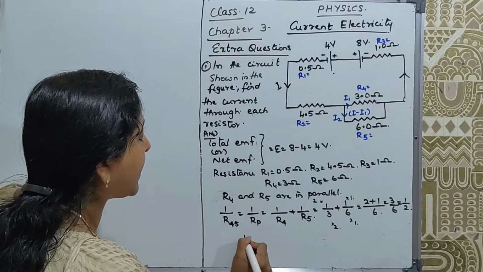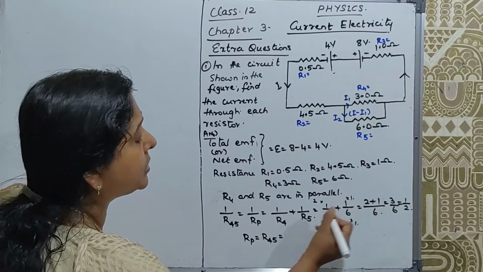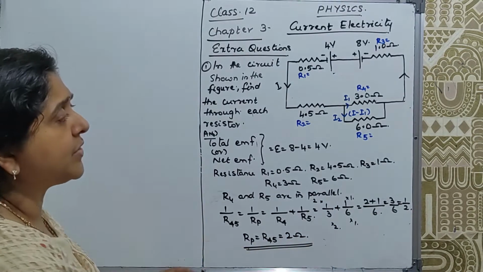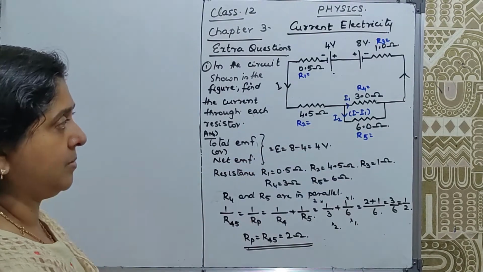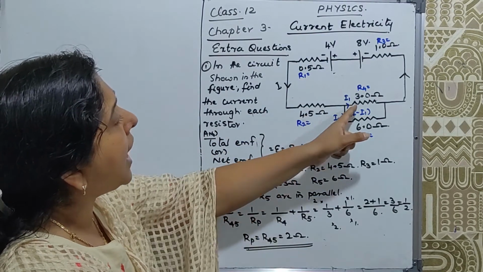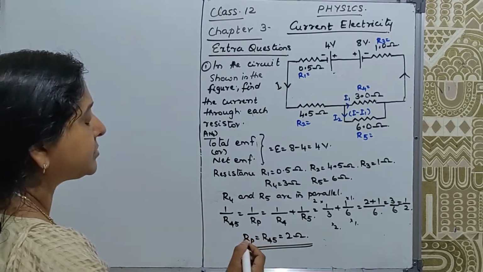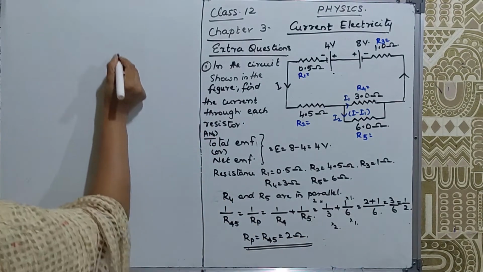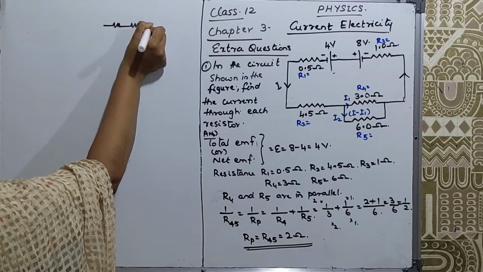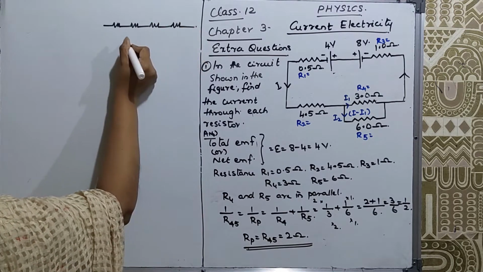Now R parallel, which is also equal to R45, taking the reciprocal, is equal to 2 ohm. That is the effective resistance for this parallel combination. Now R1, R2, RP and R3 are in series actually.